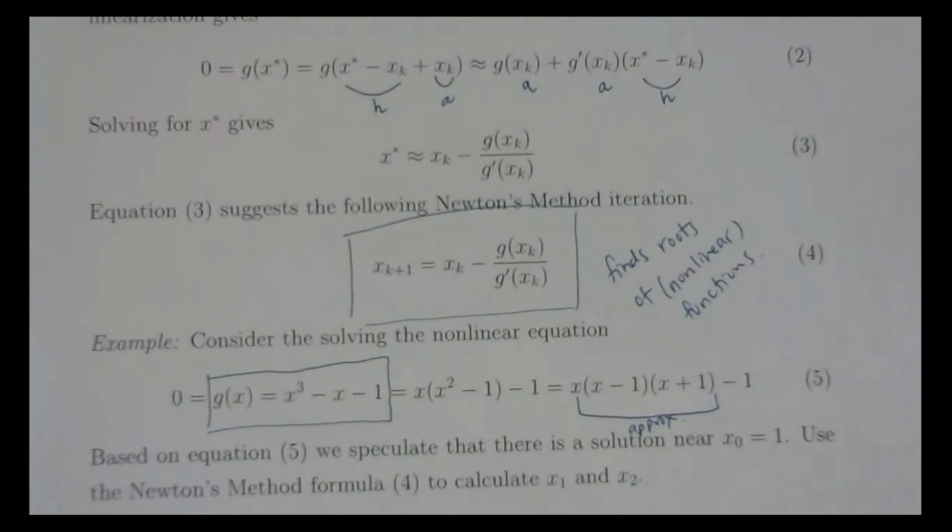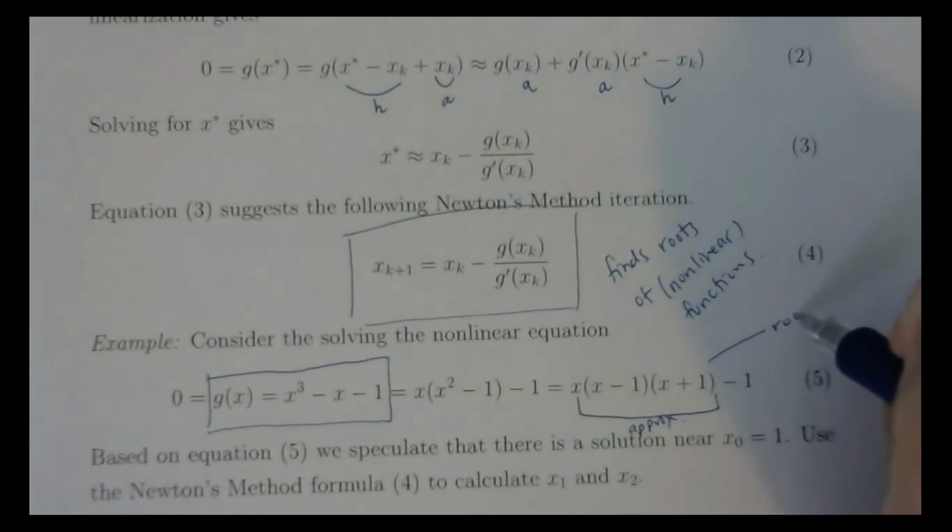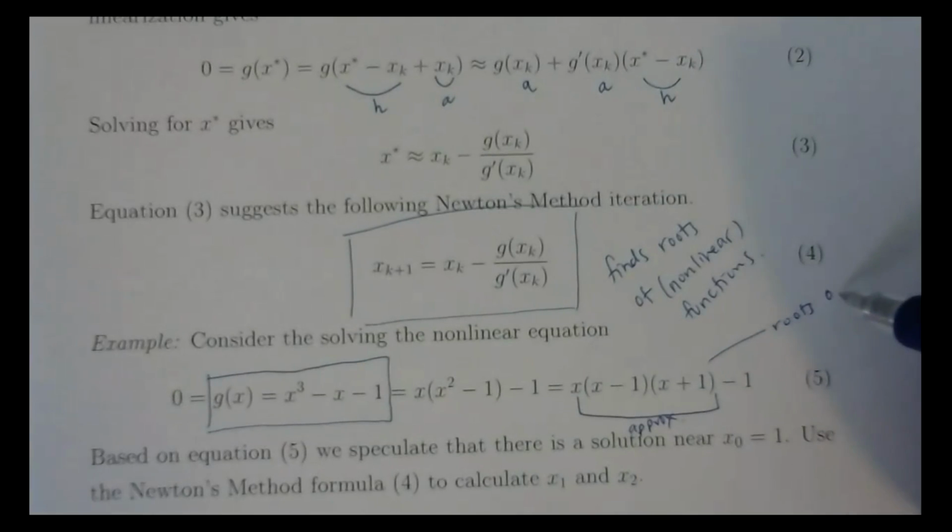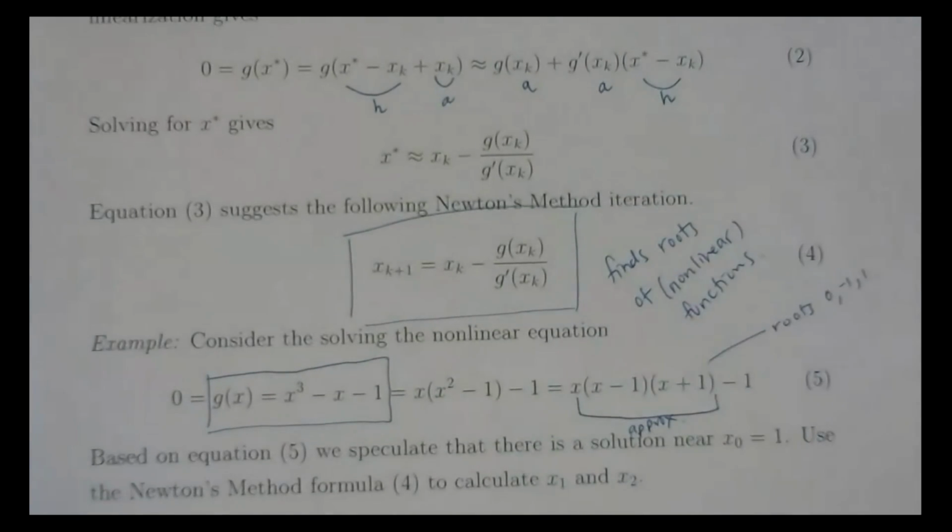So let's look at, so the roots of this, by the way, are at 0, -1, and 1, right? Let's consider the root that's kind of near 1. So let's define x naught is equal to 1.